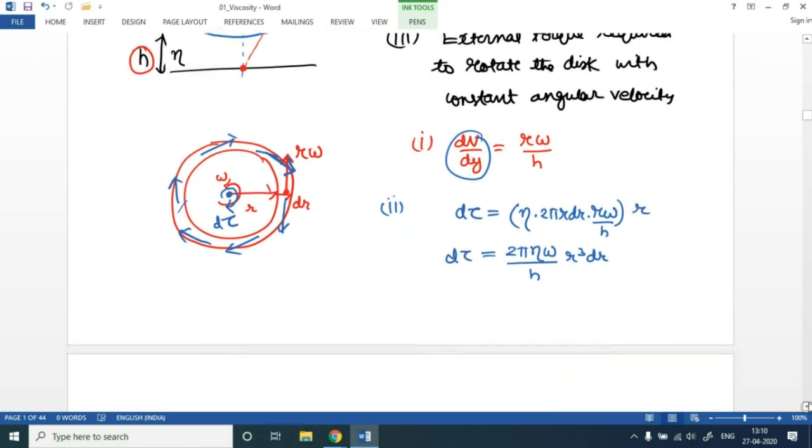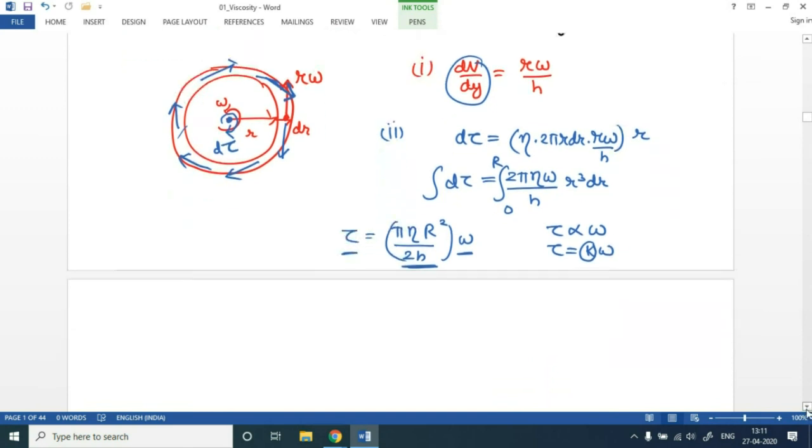In order to get the net torque, we need to integrate this term from 0 to capital R, and what we will get over here is pi eta R to the power 4 divided by 2h times omega. So this tau is directly proportional to omega, you realize. Tau is equal to some k omega, where the value of k is nothing but this quantity inside the bracket over here. So this disk will be experiencing this much torque due to the liquid.